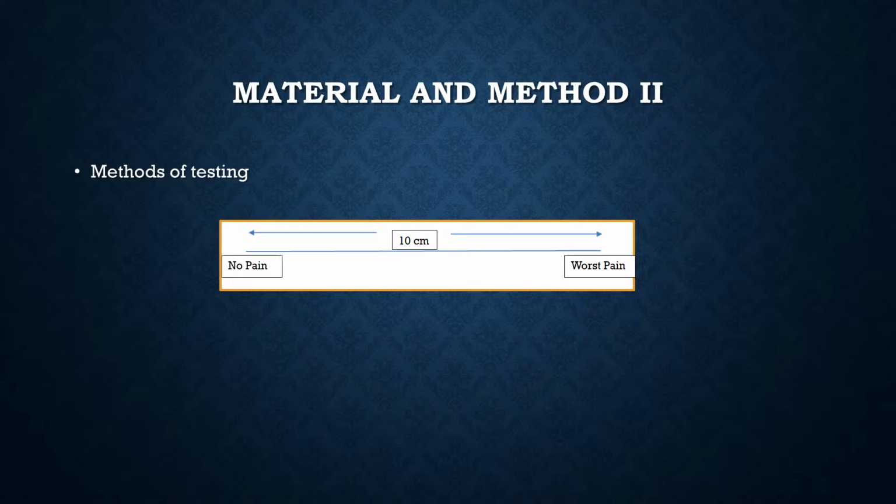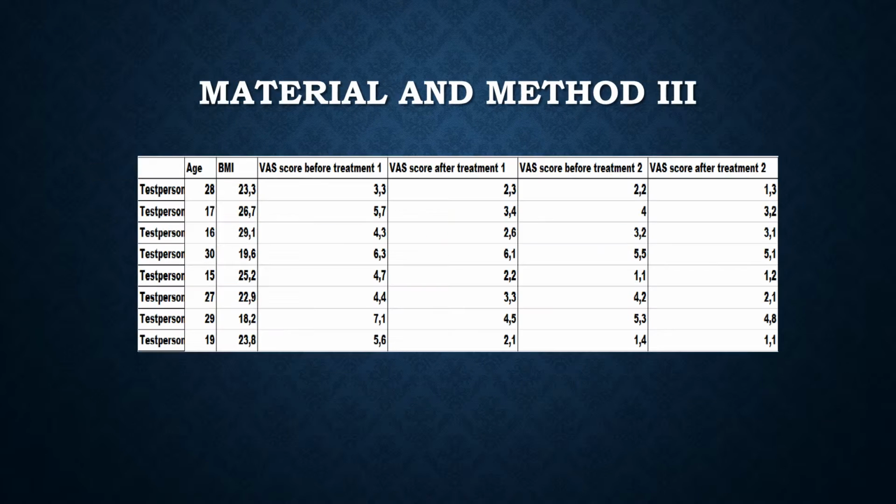Before each treatment session, the patients were asked to point out the subjective pain level on this paper note, by drawing a perpendicular mark on the line that represented the pain level. The intervention was done before and after the first treatment and before and after the second treatment.